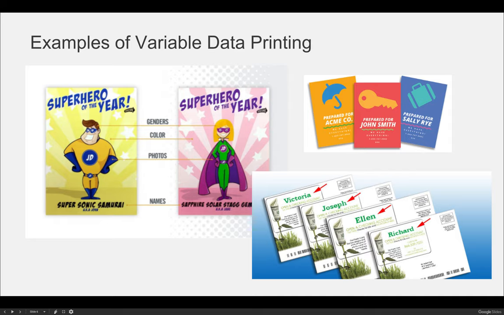And on the left-hand side, you can variable data an entire design. So you can see in this example, they wanted to change the gender, the color, the photos, and the names, depending on who signed up for whatever they were producing.